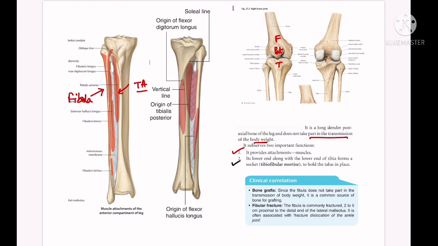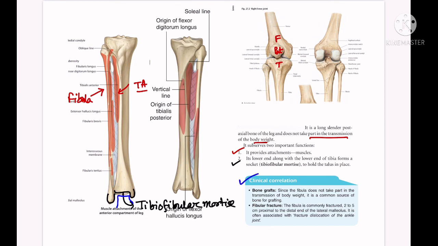And number two, its lower end, that is the lateral malleolus, along with the lower end of the tibia and medial malleolus, forms a socket which is called the tibiofibular mortise, which holds the talus in place. So the talus fits in it and forms the ankle joint.